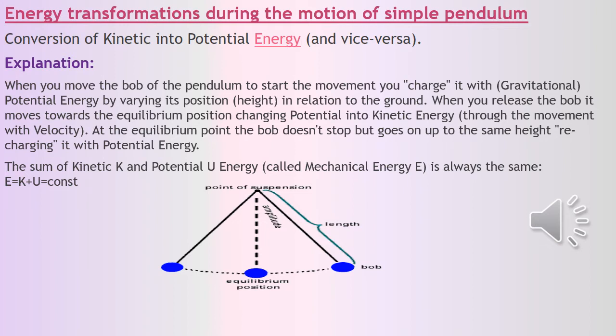As kinetic energy decreases, the velocity decreases, because we know kinetic energy equals half m v squared. So kinetic energy decreased, so the velocity decreased until it reaches 0 at the highest point.